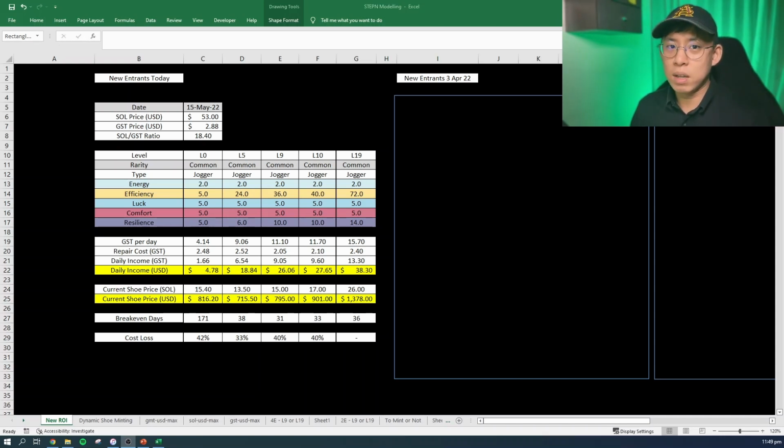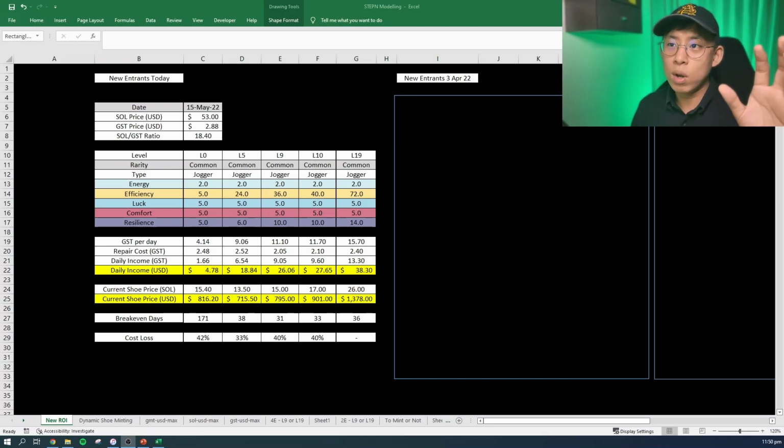And perhaps you might even say, hey Daniel, you won't be earning at level 0 all the way. You'll be intending to level up your shoe, whether up to level 5, level 9, or level 19. And I do agree that that is something you should do. However, you actually need to incur some GST costs when you want to level up your shoe. And it will take you at least one day for each level.